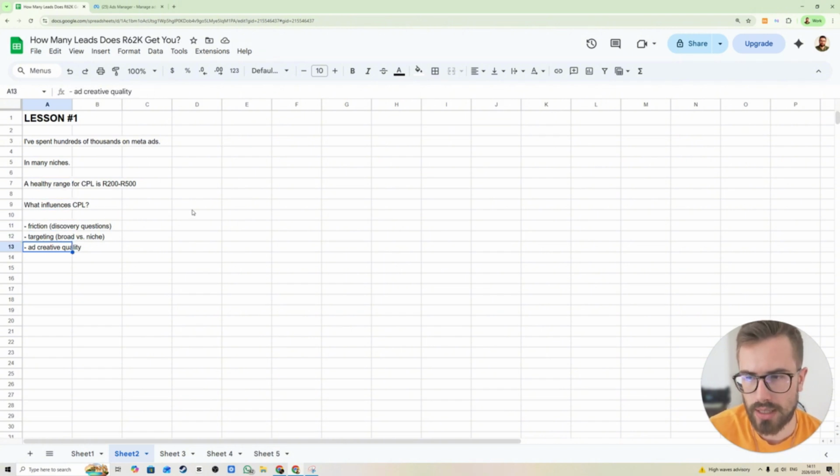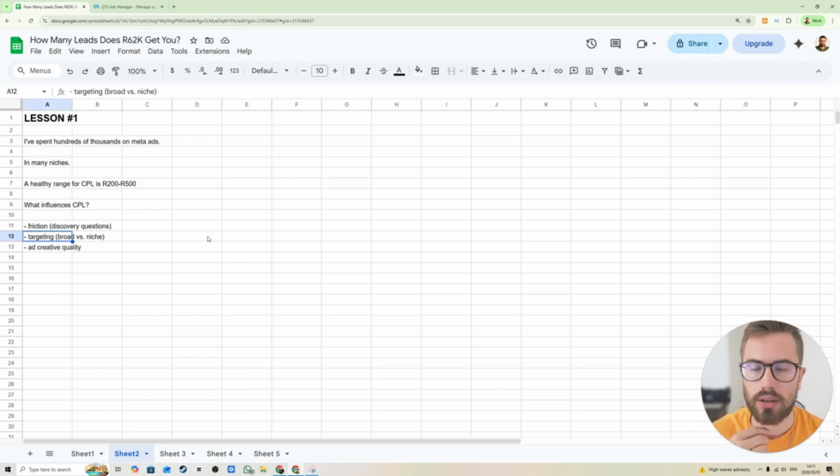The 3 biggest things that influence your cost per lead. Number 1 is friction. The more questions that I ask on a form, often the higher the cost per lead. So if I just ask for an email address, like a newsletter, I might get a lead for 20 Rand. But if I ask them what's their company name, what their goal is, their challenges, their urgency, what they've tried in the past, their budget, their address, the more I ask, the more expensive the lead will be. So keep that in mind. You want to be finding a sweet spot for cost versus discovery.